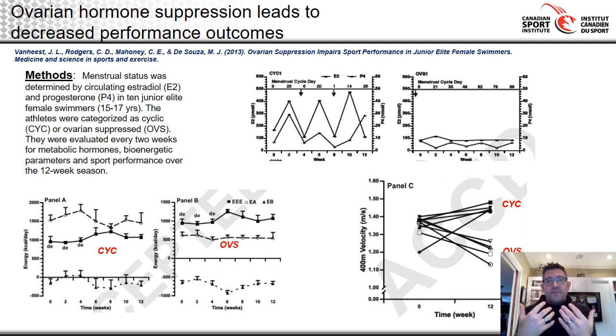So again, the idea is that you may not always see injuries, you may not always see body composition changes, but in many instances, training adaptation and performance outcomes can also be suppressed with markers and indicators of, in this instance, the female athlete triad and REDS.